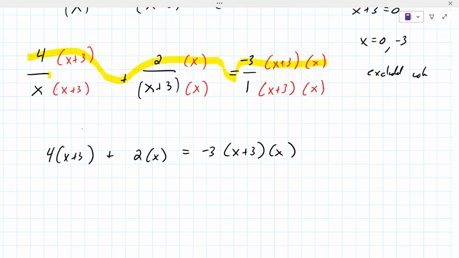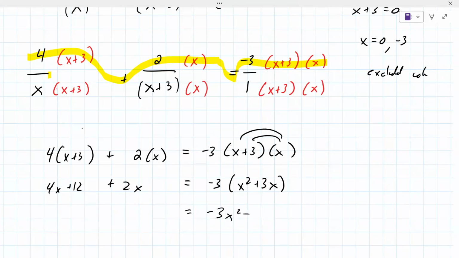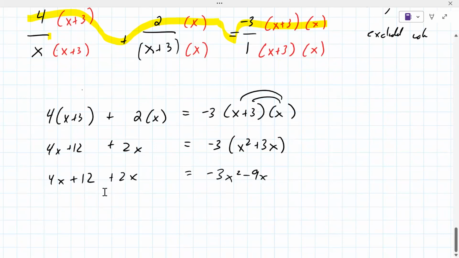All right, so to solve this, we're going to distribute in 4x plus 12 plus 2x equals minus 3 times x squared plus 3x. So I'm distributing in this way, and it becomes minus 3x squared minus 9x like that. On the left, you can combine like terms. So you've got 6x plus 12.